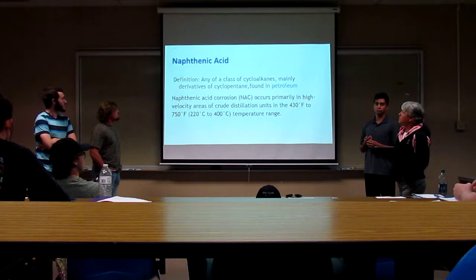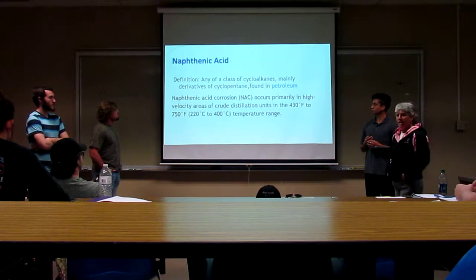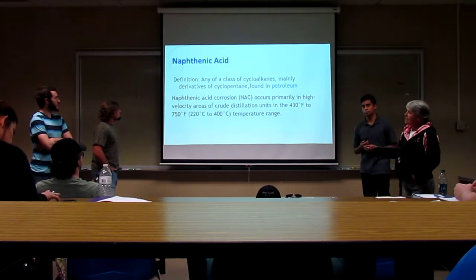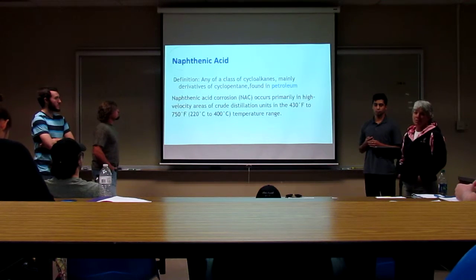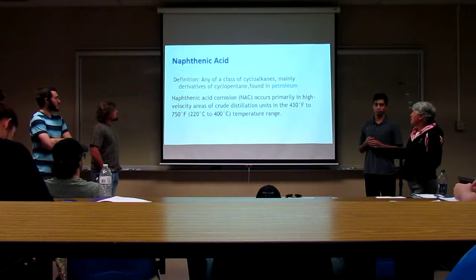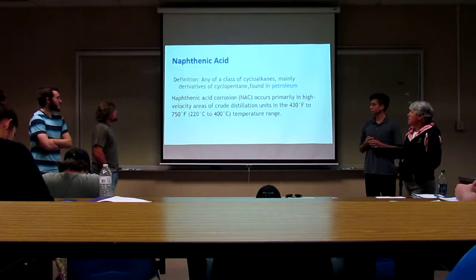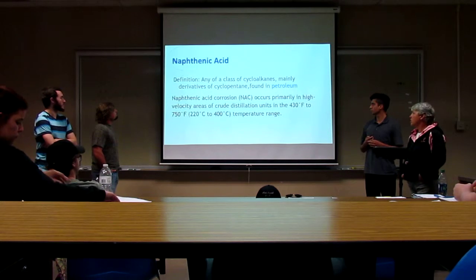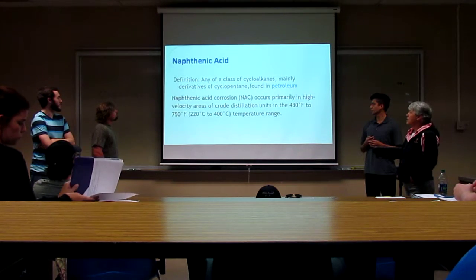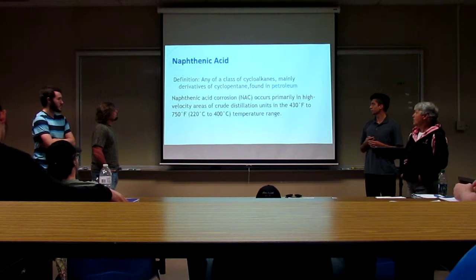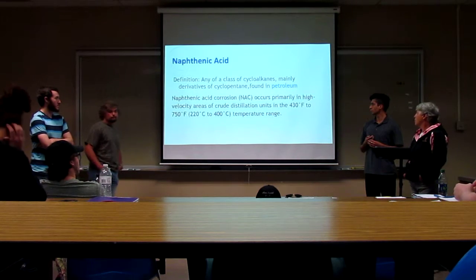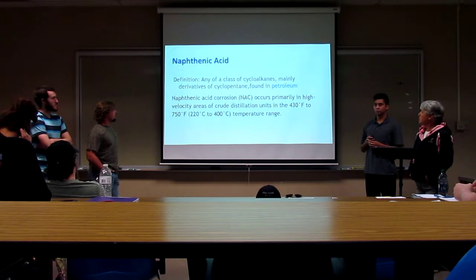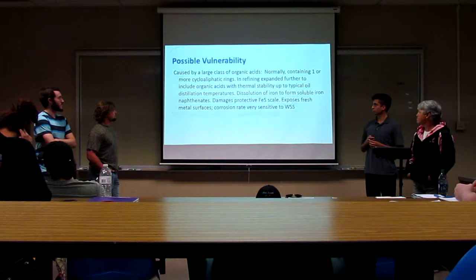Naphthenic acid. Naphthenic acid is a class of cycloalkanes, mostly composed of cyclopentane, which is found in petroleum. Naphthenic acid corrosion, or NAC as it's called, occurs primarily in high velocity areas of crude distillation units and at warmer temperatures, somewhere around 430 to 750 degrees Fahrenheit. So you can see this in the crude industry.